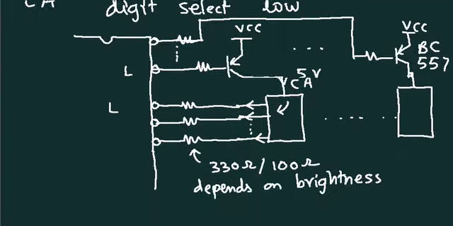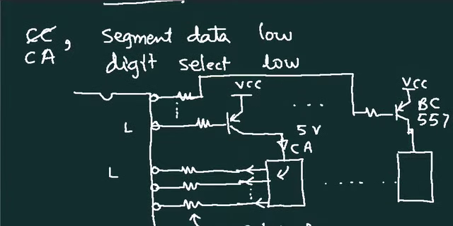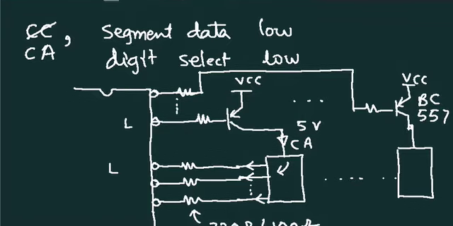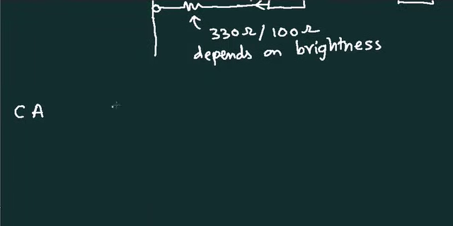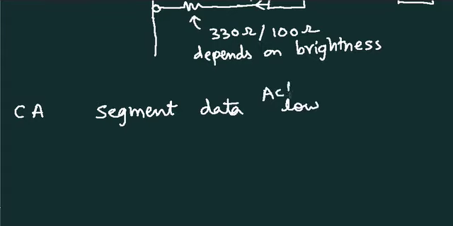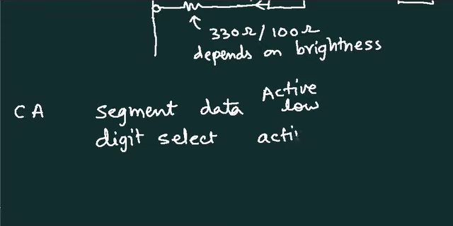Let us take one more example with common anode, and now we will take segment data active low and digit select lines active high.